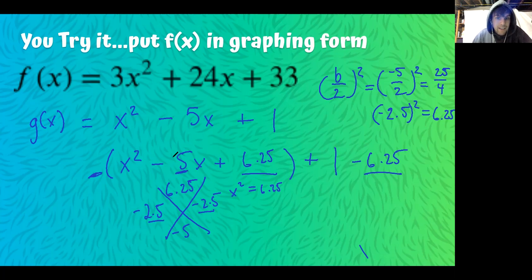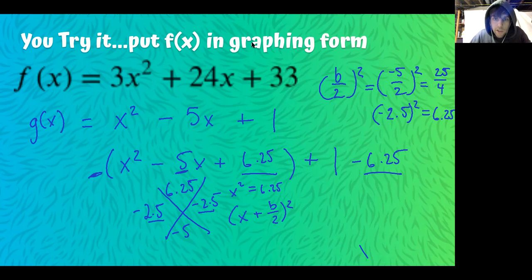In fact, half of this number is always the way this factors. So half of negative 5 is negative 2.5. It always is going to factor as x plus b over 2 squared. And in this case, it's negative 2.5. Okay.